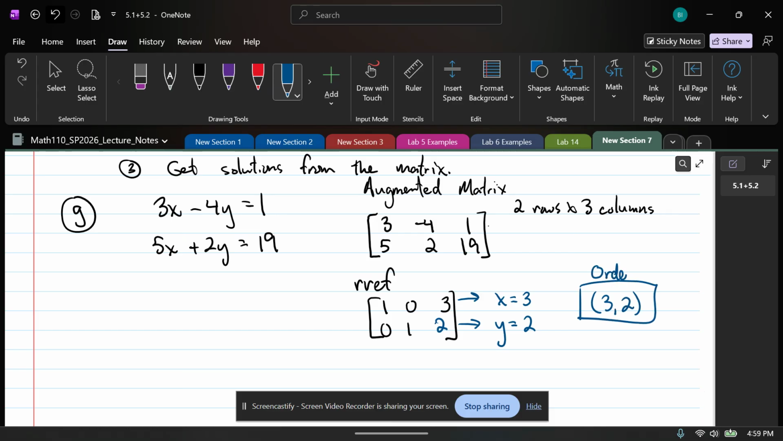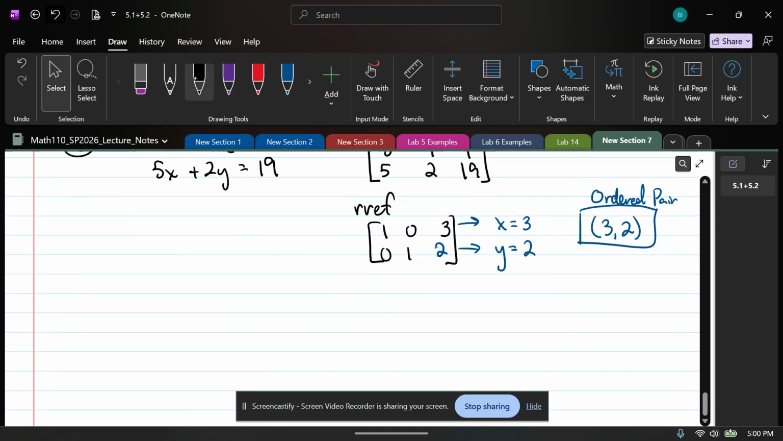There's my ordered pair. If I had done that matrix with elimination or substitution, I get the same answer. Most of the time with two variable systems, I don't usually do a matrix because it takes me too long to type it in compared to just doing the elimination and being done. But it is a valid method. Let's look at one more of those.